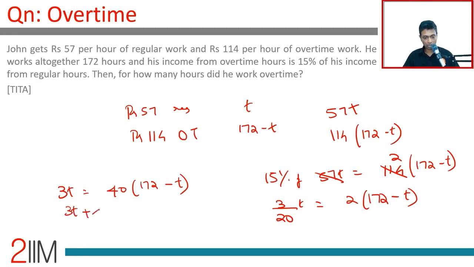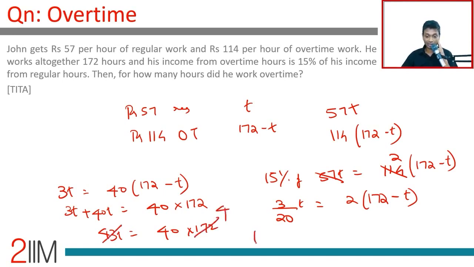3T plus 40T is 40 into 172. 43T is 40 into 172. 43 into 2 is 86. 43 into 4 is 172. Wonderful. So this is just 4. Or T is 40 into 4, 160. Or he spends 160 hours of regular time. How many hours did he work overtime? 12 hours. 172 minus 160.